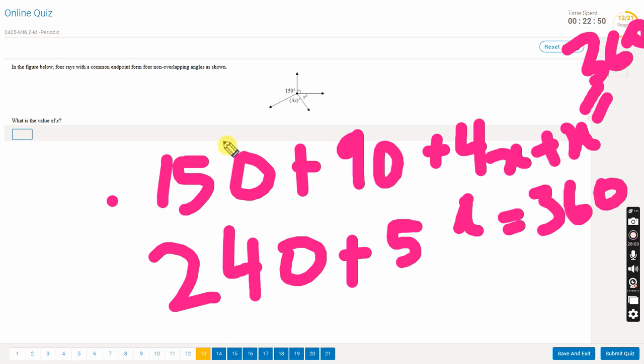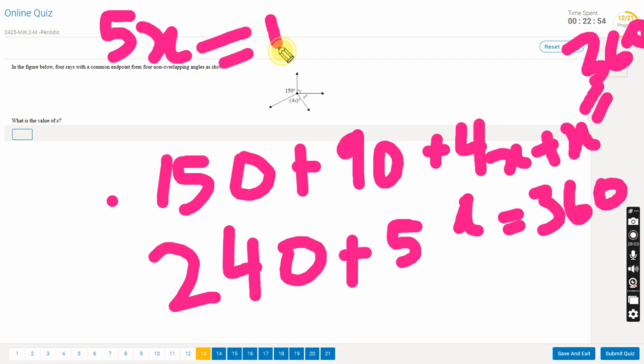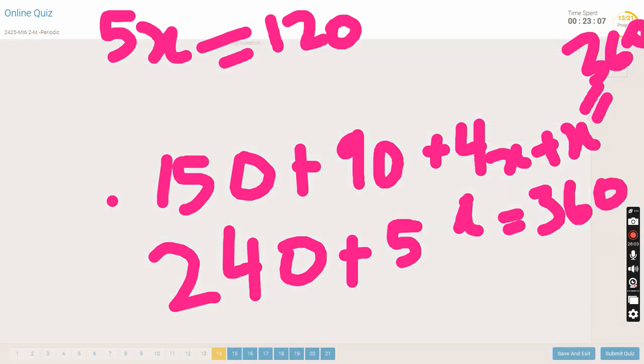You get 120. Now 5x is equal to 120. So when you divide them, 5x divided by 120, you get 24. So that is your answer here. X is 24 because you're just solving for x here. That's the unknown, so you're just going to find that out.